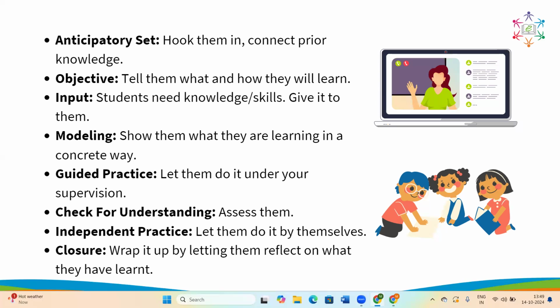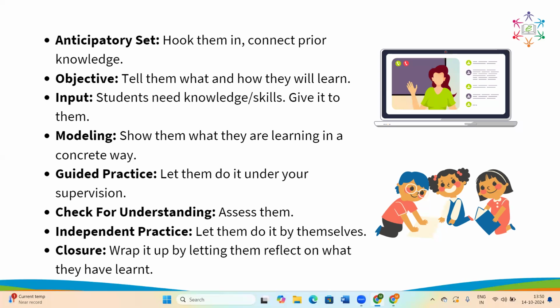Then in the modeling phase again, you show them how to solve this problem. Walk through the multiplication problem, explaining each part out loud: first multiply the ones, then the tens, and then finally add the partial products. Then in the guided practice, tell them, let's work on solving another problem together. Present another multiplication problem, something like 23 times 3, and solve it as a class, asking students to help with each step.